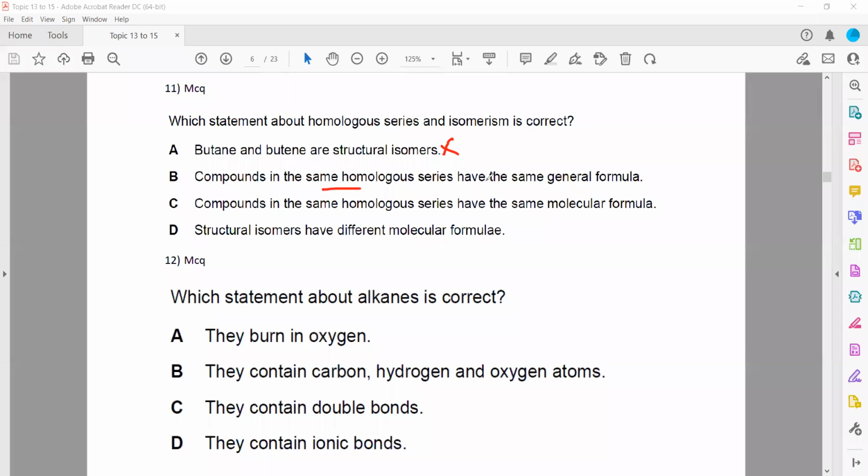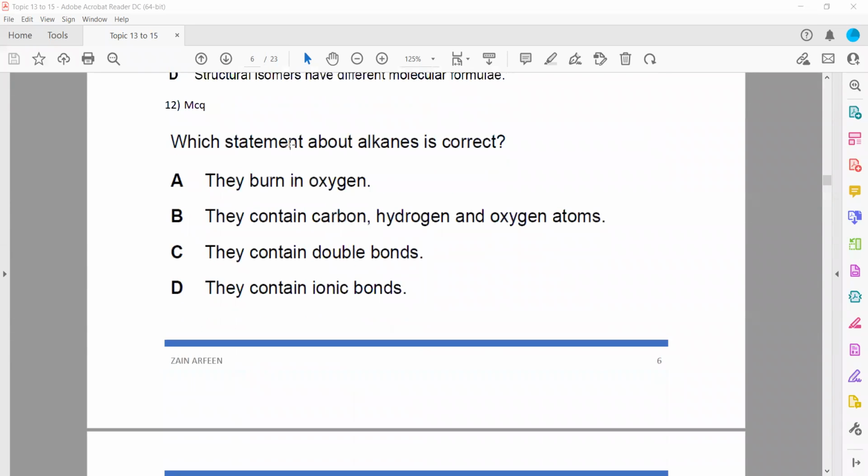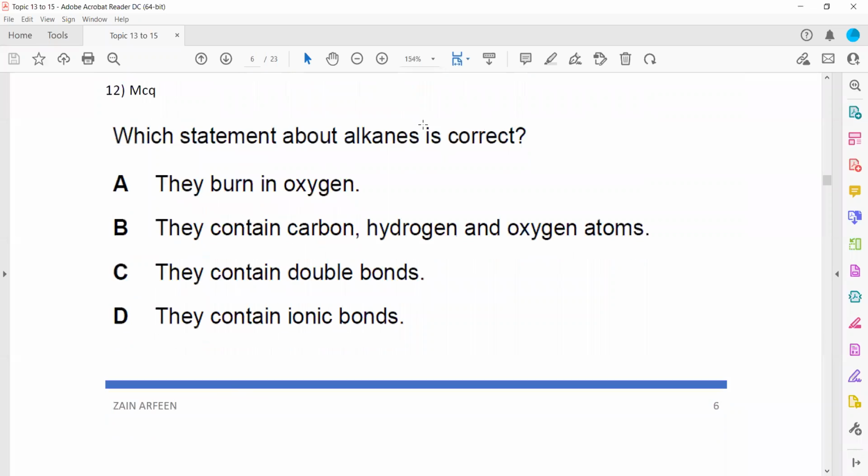Compounds in the same homologous series have the same general formula. That's true. All the members of the alkanes, such as methane, ethane, propane, butane, pentane, have a general formula. So B is the right answer. Whenever compounds belong to the same series, they will have the same general formula.